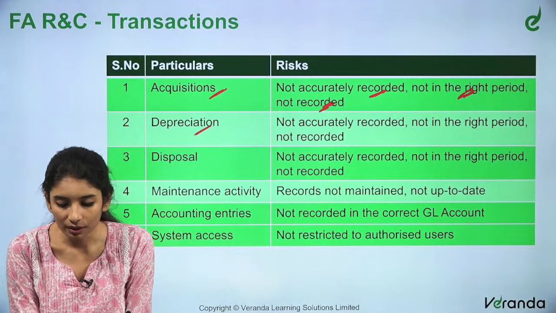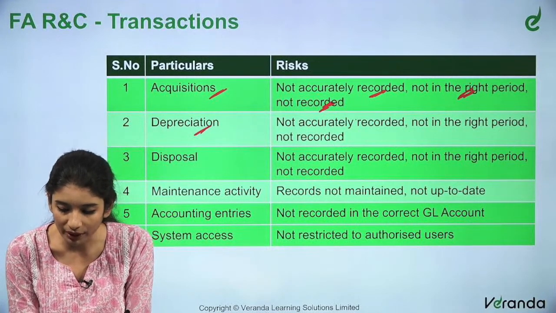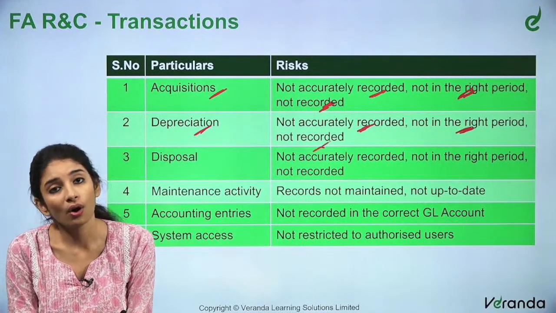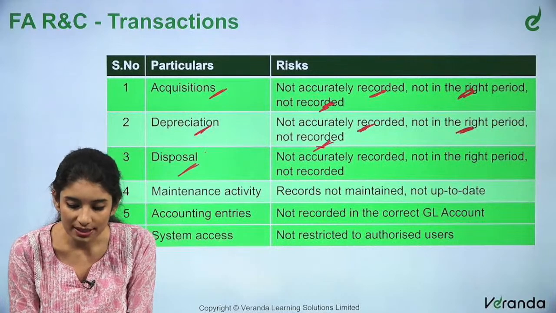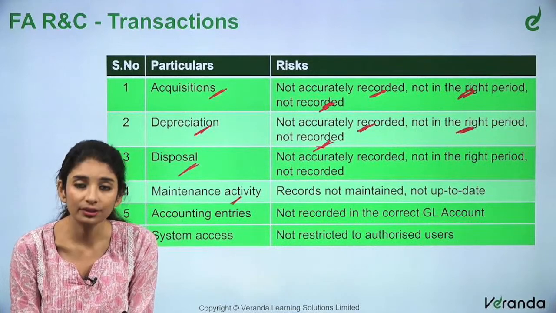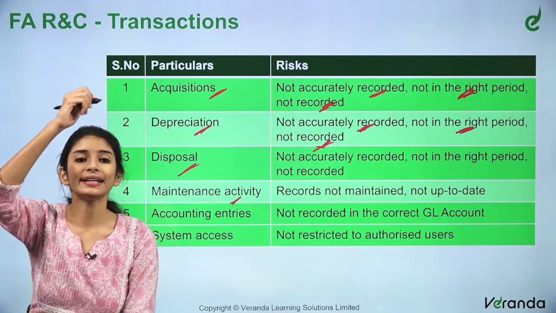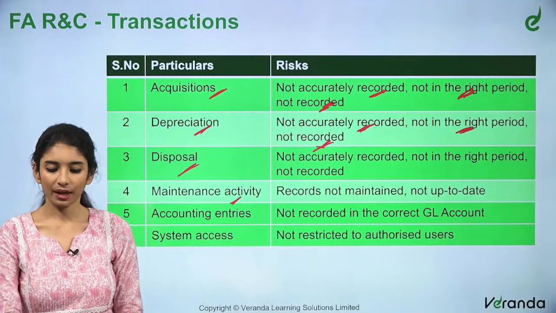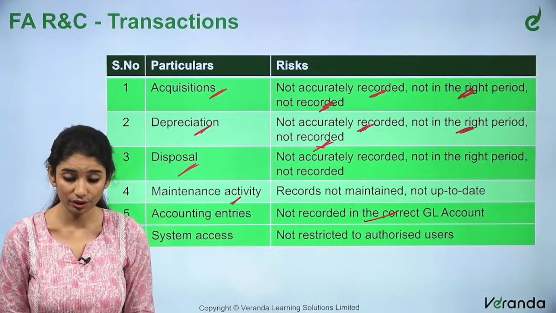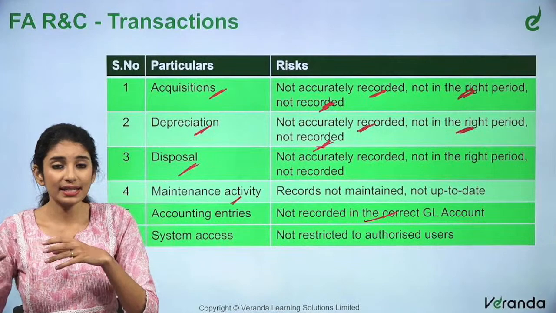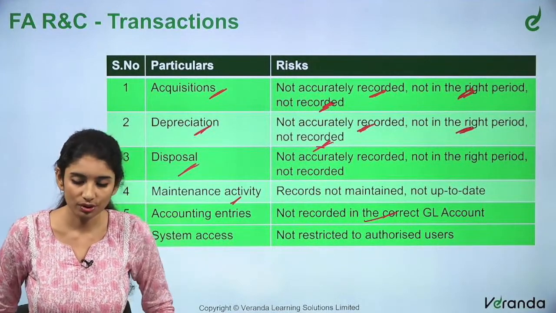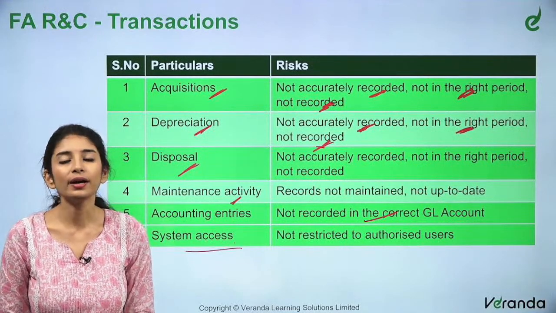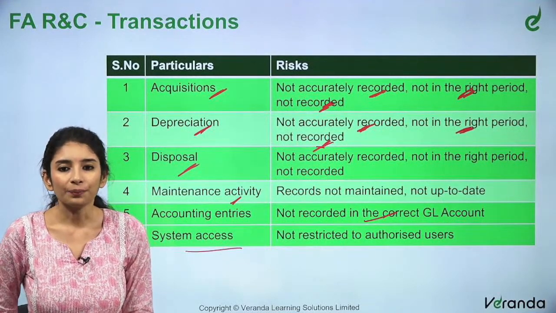Depreciation, same things. For all the points, it's almost the same. Not accurately recorded, not recorded in the right period, not even recorded. Disposal, same. Maintenance activity, the reports for the maintenance activities are not maintained, and are not up to date. Accounting entry is not recorded in the correct general ledger account. I have sold an AC, but I have recorded it in the computer's account. Alright, system access not restricted to authorized users. Clear? Are we clear? Yes?